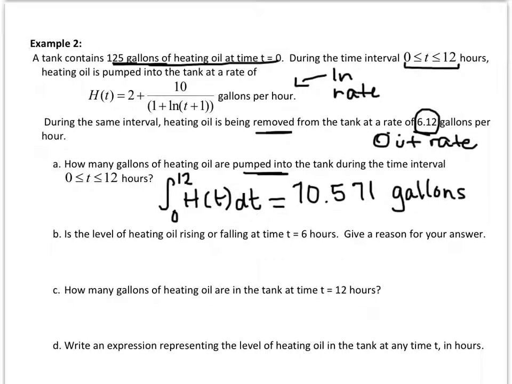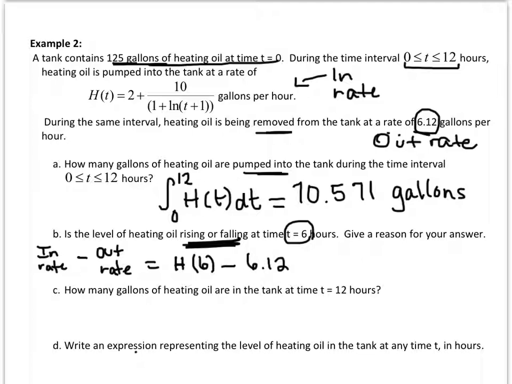Is the level of heating oil rising or falling? So that's a rate of change question, and I notice that it's just at a particular time, not over an interval of time. So I need to consider the overall rate of change of the heating oil. So that's my in rate minus my out rate. No need to integrate here because I'm just considering rates of change. So that's h of t at t is 6, so I can call that h of 6, subtract the out. The out at 6 hours is exactly the same as it is all the time. I have a constant out rate.